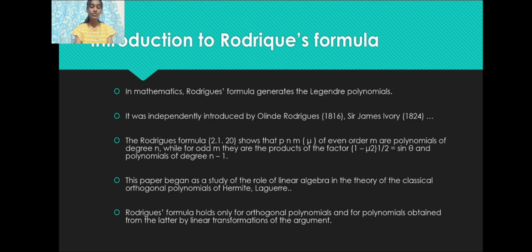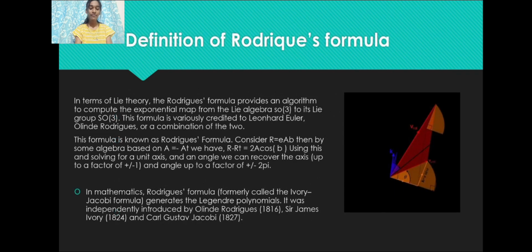Definition of Rodrigues' formula. In terms of Lie theory, the Rodrigues formula provides an algorithm to compute the exponential map from the Lie algebra so(3) to its Lie group SO(3). This formula is variously credited to Euler, Olinde Rodrigues, or a combination of the two. This formula is also known as Rodrigues' formula.